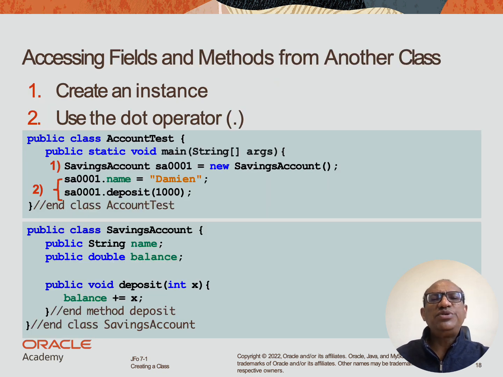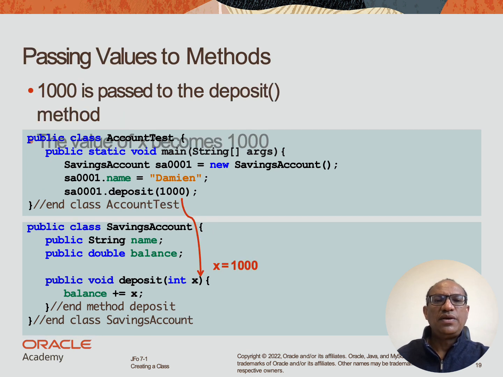If you want to interact with fields from outside the class, create an object and use the dot operator. When you call SA0001.deposit(1000), the method receives 1000 as the parameter x. That value is now local to the method and can be used like any other variable.